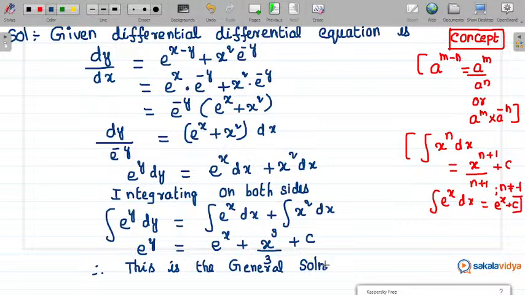Right. The problem has been solved. So, once again go through it. If you want, you can take the screenshot also. Very, very important problem. You practice it once again on your own.